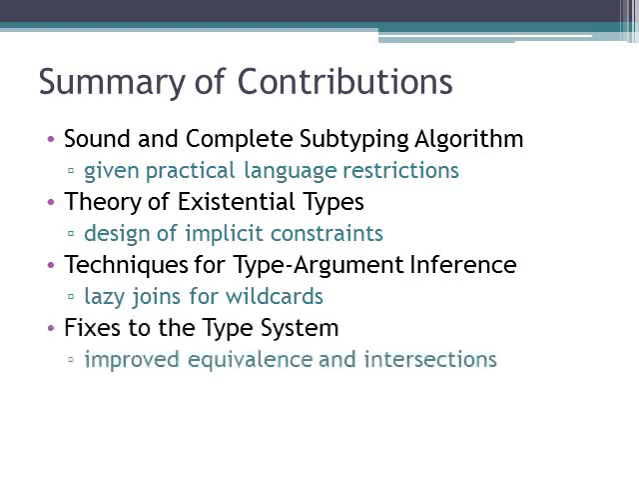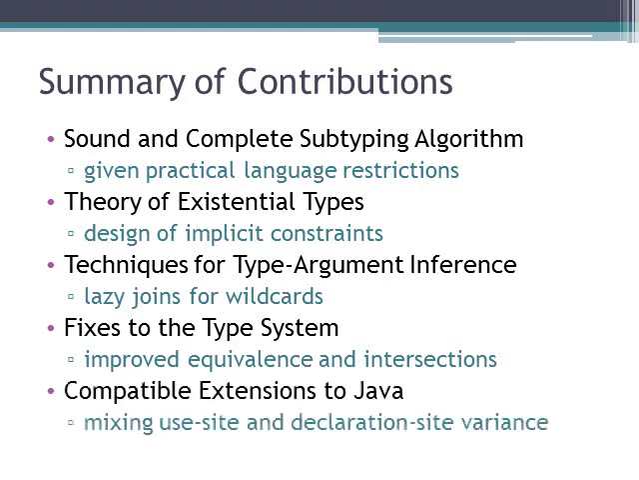We also provide fixes to the type system, such as an improvement of Java's concept of type equivalence, as well as improving Java's intersection types to deal with the non-determinism in type checking I mentioned earlier. We provide a number of extensions to Java which would be compatible with our algorithms should Java choose to take them, including some discussion on how to mix use site variants and declaration site variants safely with wildcards.